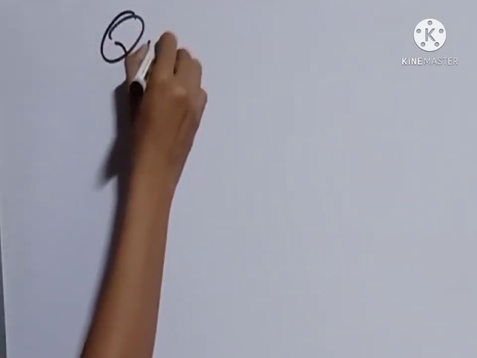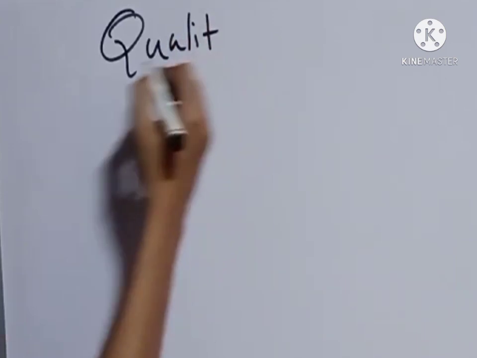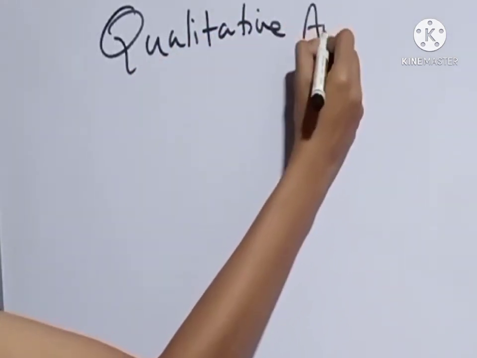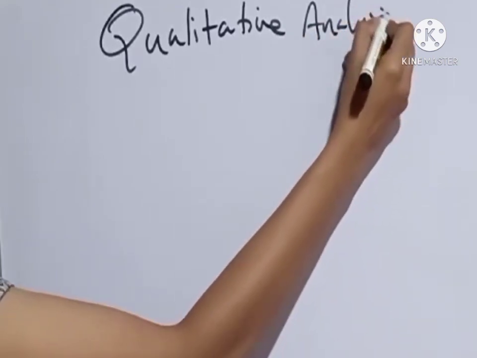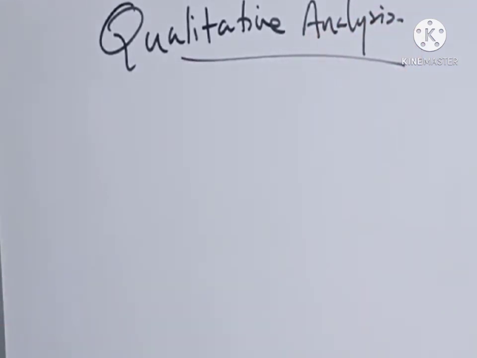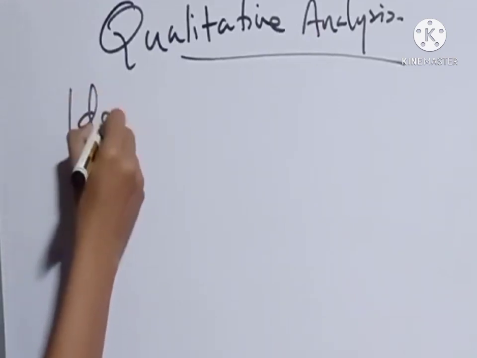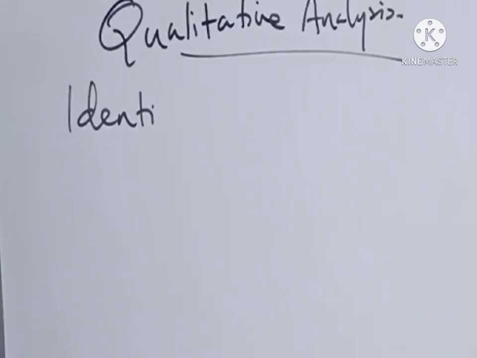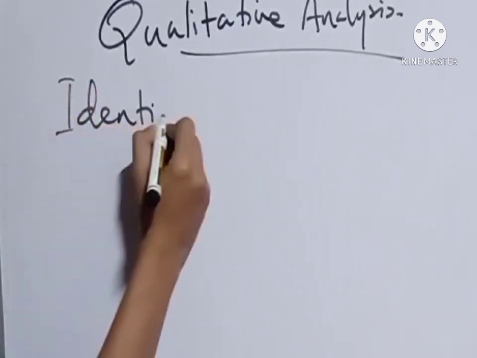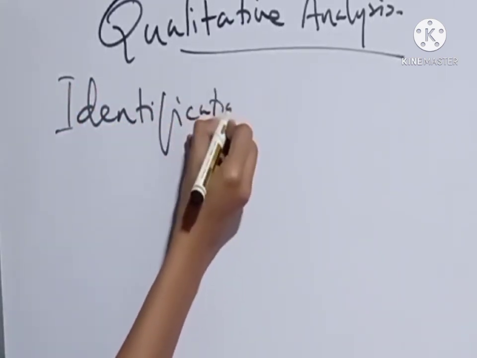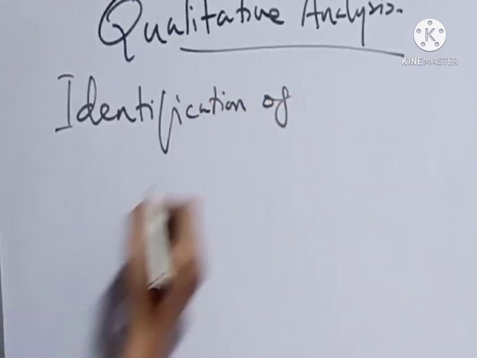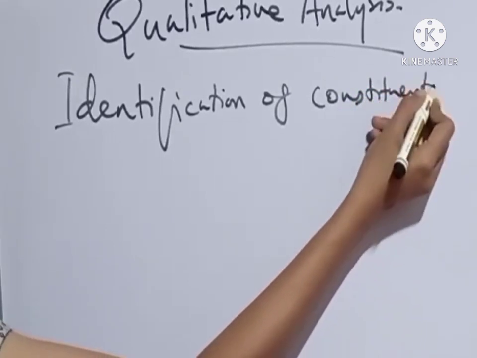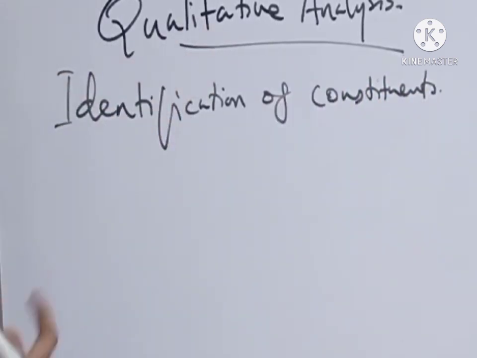Let us talk about the qualitative analysis of substances. Qualitative analysis means the identification of the substances present in a compound. So, identification of constituents is known as qualitative analysis.